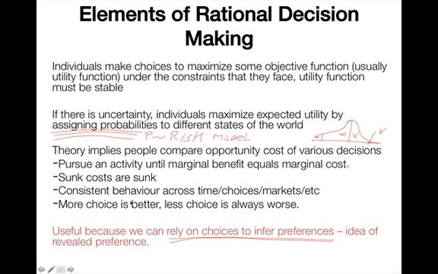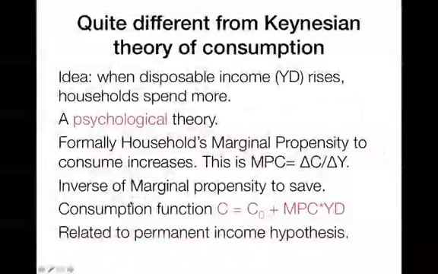once you buy that Mars bar, I can assume that you prefer that to any other choice at that moment, given your utility function, which is not observed. So this is quite a different theory from the Keynesian theory of consumption, which is the idea that when disposable income rises, households spend more.